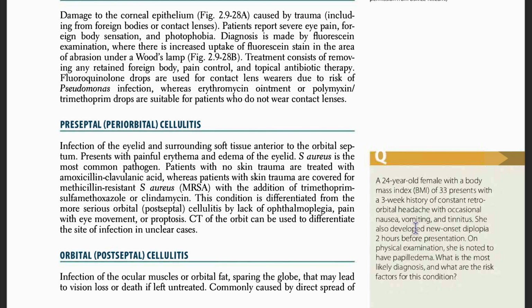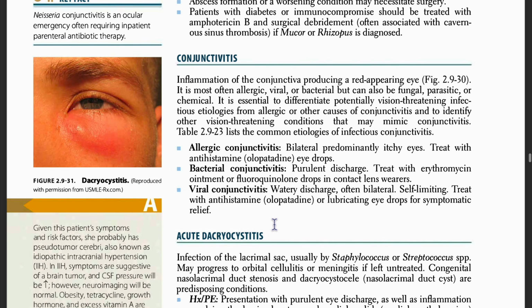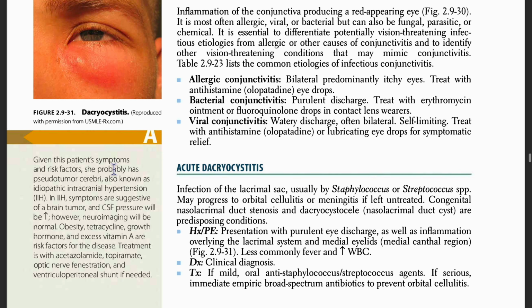Okay, vomiting and all that stuff, so increased intracranial pressure. Let's see. Oh, it's a tumor. Given this patient's symptoms and risk factors, she probably has pseudotumor cerebri, also known as idiopathic intracranial hypertension.